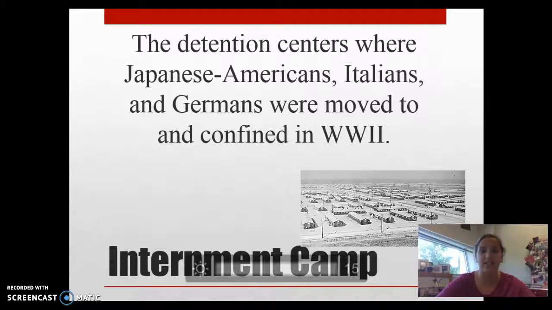Next, you have internment camp. Internment camps are the detention centers where Japanese Americans, Italians, and Germans were moved and confined during World War II. So places where maybe they would send people who they thought were spies for the enemy, where some Jews were sent in Germany during the Holocaust. Those are internment camps. Not necessarily a concentration camp or a place where people were killed, like a death camp. That's different. An internment camp was just a place of holding, a place where people were sent so that the people in charge knew exactly where those types of people were.